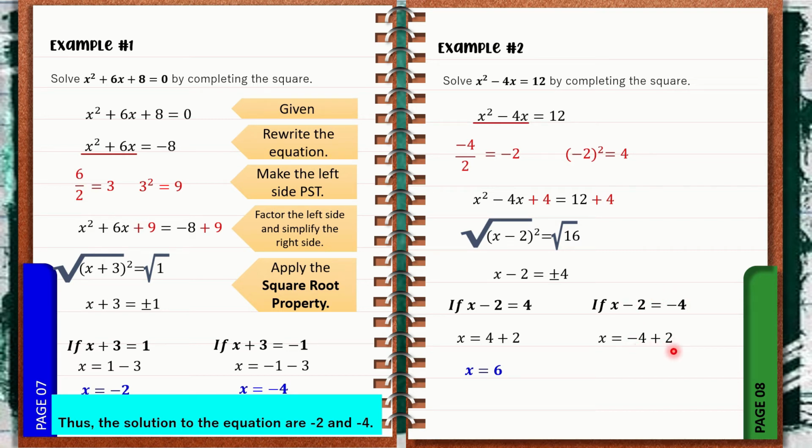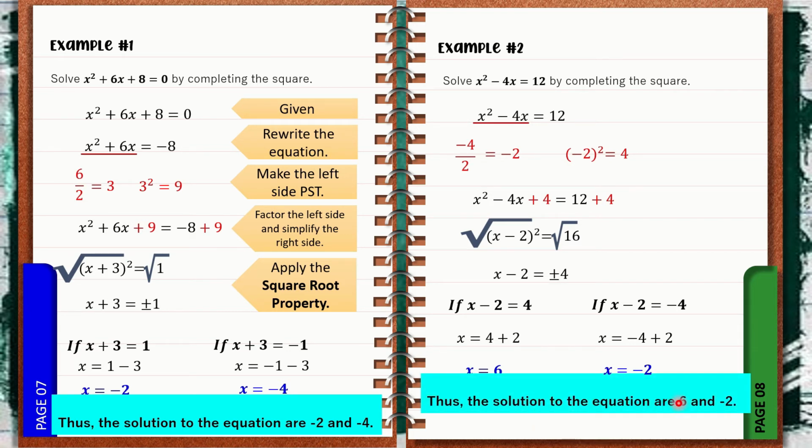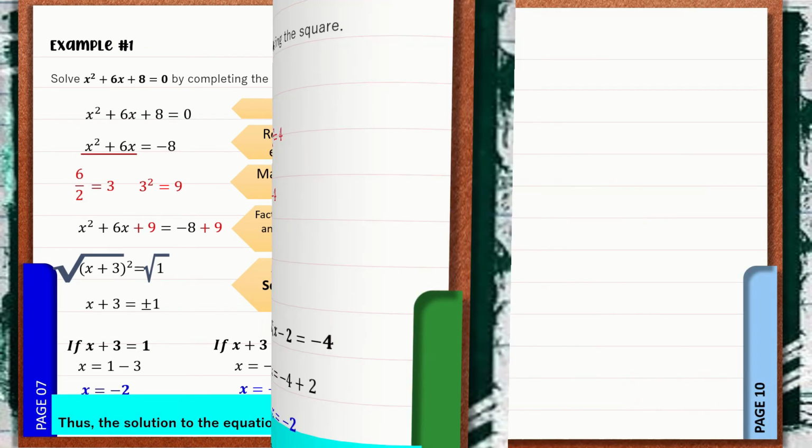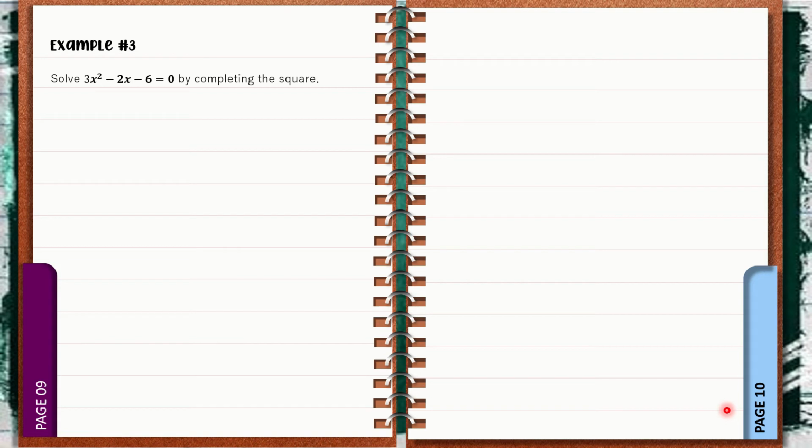And negative 4 plus 2 is equal to negative 2. Therefore, the solutions to the equations are positive 6 and negative 2. Let us move on with our third example. Solve 3x squared minus 2x minus 6 is equal to 0.